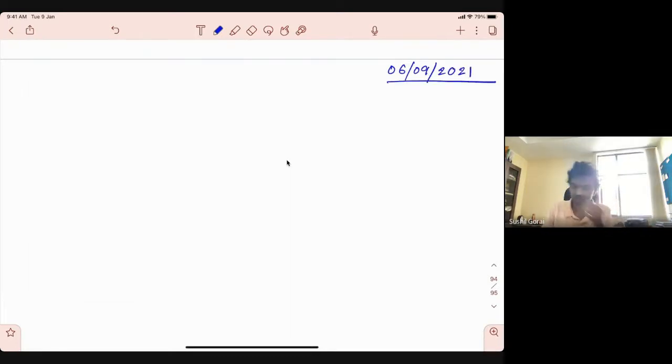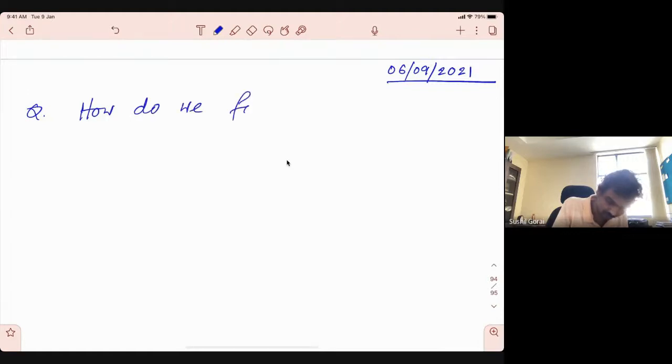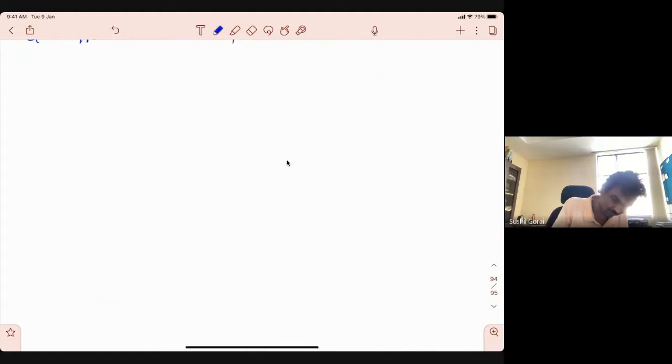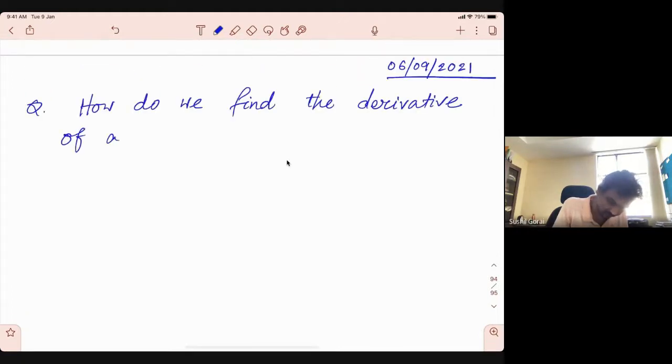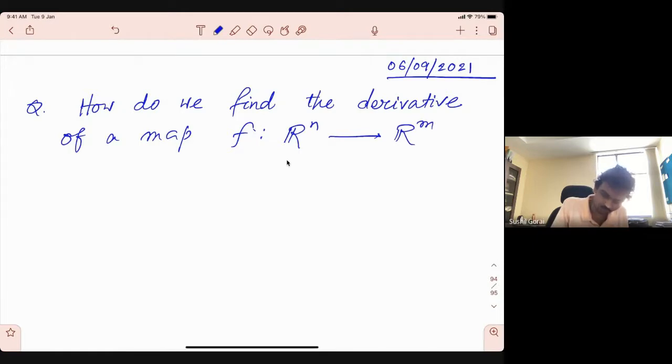All right. So the question was, how do we find the derivative of a map f from Rn to Rm, let's say of a differentiable map?